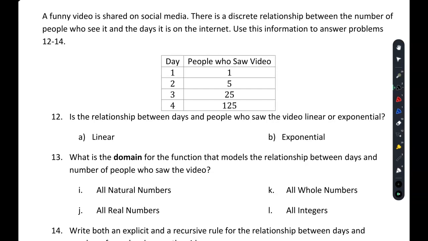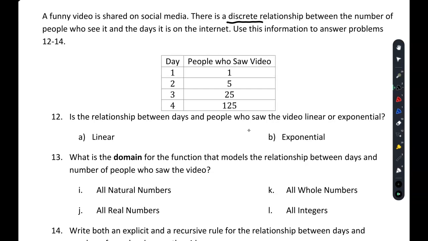Today we're looking at part 2 to this Unit 2 Quiz 1 Study Guide. I'm going to start off here with number 12. It says a funny video is shared on social media. There's a discrete relationship, underline that, discrete relationship between the number of people who see it and the days it is on the internet. Use this information to answer the problems from 12 to 14.